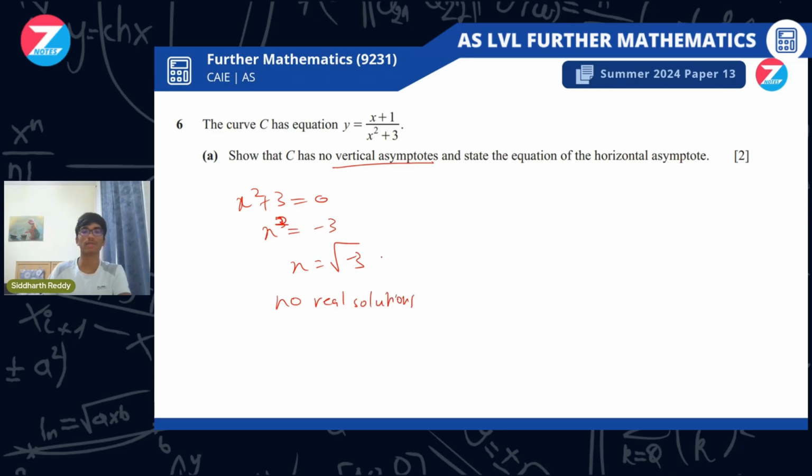So that means that there will be no vertical asymptotes. And state the equation of the horizontal asymptote. So let's note that the degree of the denominator is greater than the degree of the numerator. So when that happens, the horizontal asymptote is always y is equal to 0.